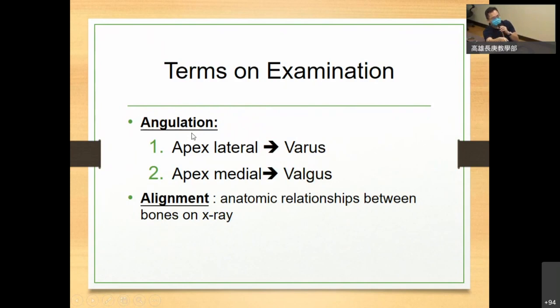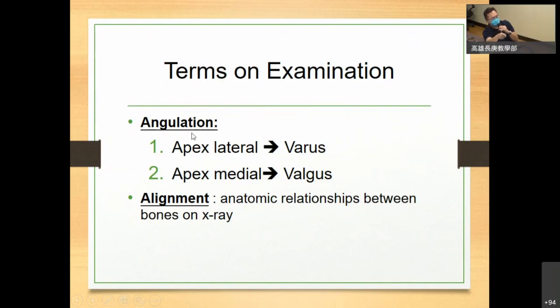What does alignment mean? Alignment means the anatomical relationship between bones on the X-ray. That means two bones, maybe our femur, or our forearm, the radius and ulna, should normally be in a certain anatomic relationship.